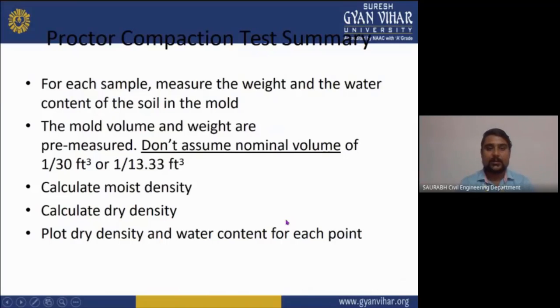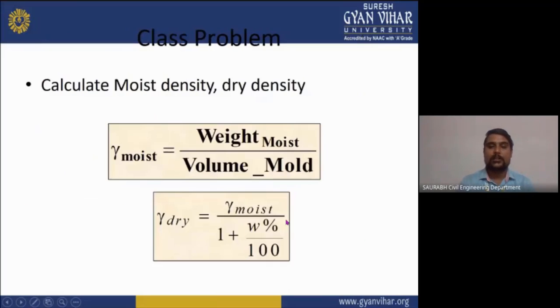Now, what we have to do in the Proctor compaction test summary: for each sample, measure the weight and the water content of the soil in the mold. The mold volume and weight are pre-measured. Don't assume the nominal volume of 1/30 cubic feet or 1/13.33 cubic feet. Calculate the moist density, calculate the dry density, and plot dry density against water content for each point.